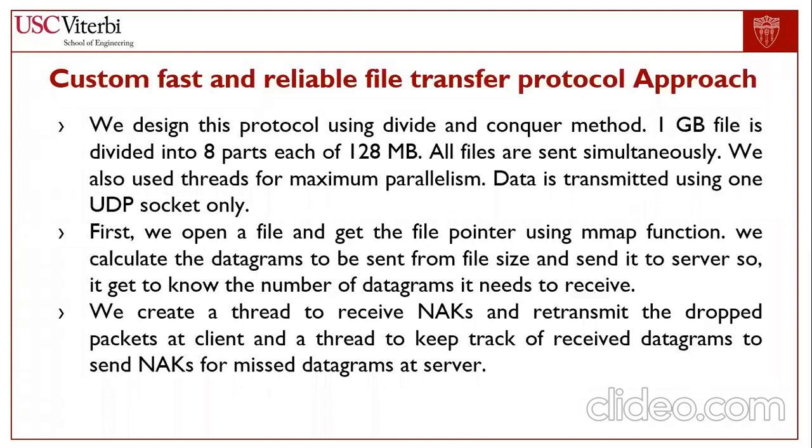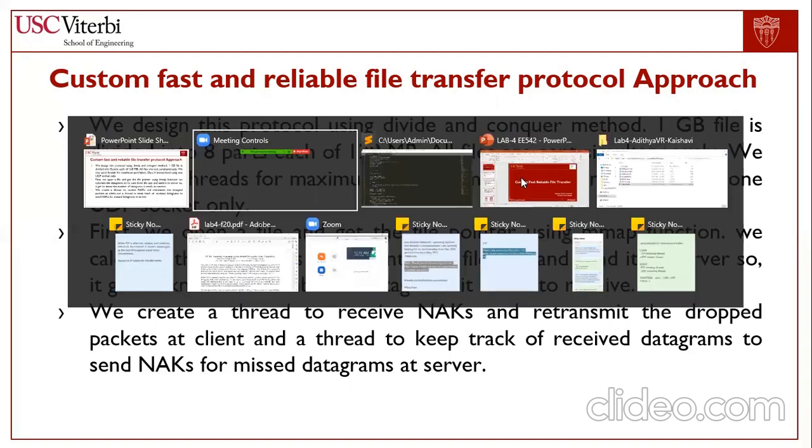So here is our approach. We designed this protocol using the divide and conquer method. The 1 GB file is divided into 8 parts, each of 128 MB. All these parts are sent simultaneously, so we get parallelism. With that, we have also used threads. Here, data is transmitted using only one UDP socket. Let's go to the code and see the approach.